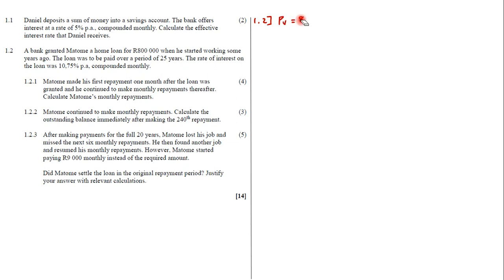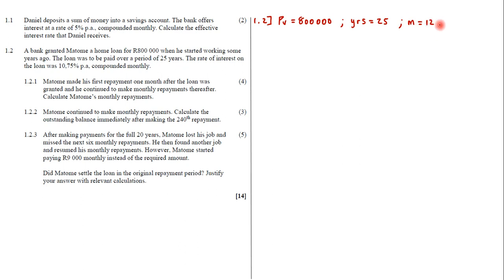So this will then mean now the bank gives me 800,000 rand, right? And then they tell me that I have the number of years to pay, which is 25 years. And then they tell me that the repayments that I'm going to be making are going to be monthly.